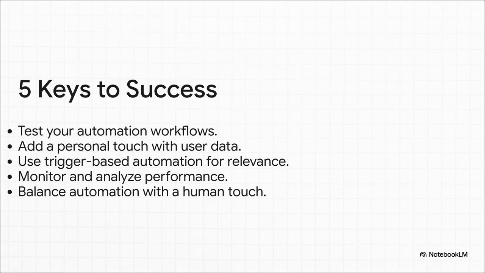3. Use triggers. Base your emails on what people do, not just on a calendar. That's what makes it relevant. 4. Watch your numbers, your open rates, your click rates. That's the data telling you what's working. And finally, 5. Don't overdo it. Know when the automation should stop and a real person needs to step in.